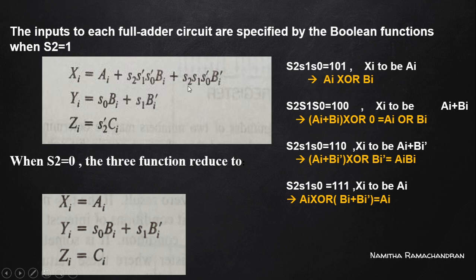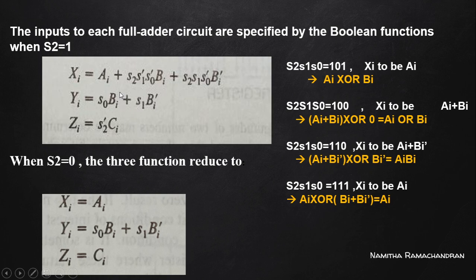Plus, here it is 1, 0, 0 complement. Here S1 is 0, so this term again becomes 0. So in this particular case, Xi becomes Ai and Yi becomes what? S0 in this case is 1, so 1 into Bi, plus S1 is actually 0, so this term becomes 0. 1 and Bi is Bi itself. So in this particular selection case, 101, Xi becomes Ai and Yi becomes Bi.